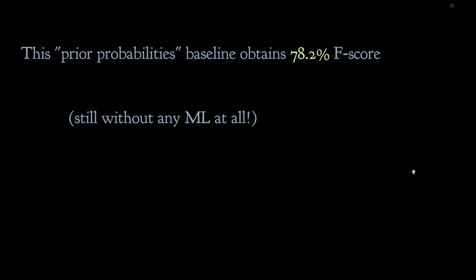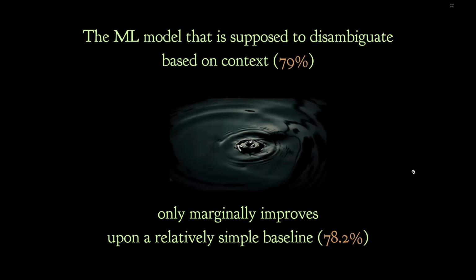So the thing is, if we look at this prior probability baseline, we actually obtain 78.2% in F-score. And this is still not doing any machine learning at all. So bringing it back to the machine learning model that we trained earlier, which was using neural networks and clever embeddings of the candidates and the named entities, that was supposed to disambiguate based on the context of the articles and all of the other words that appear in the article. That only obtained 79%.